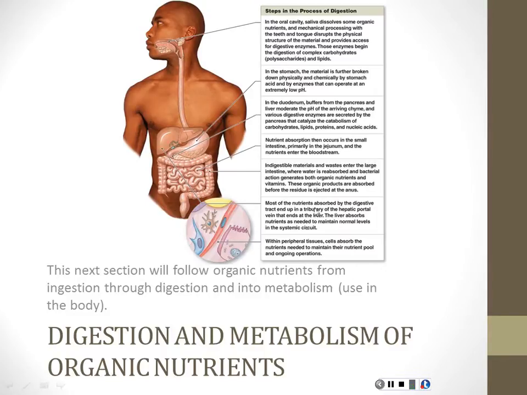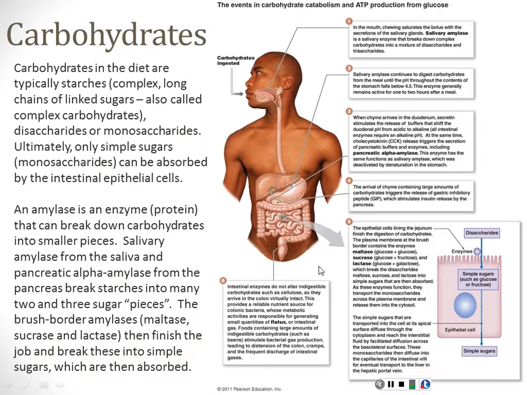All right. And then we'll talk a little bit about how these nutrients are used. Okay, so we do carbohydrates, proteins, and then fats. So we'll start with carbohydrates. I'm going to turn this light off.